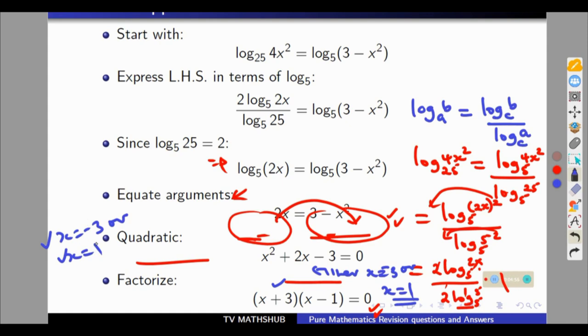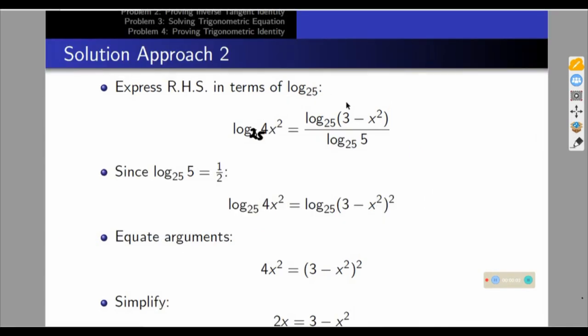Before we come up with the final value of x, let us first look at solution approach number 2, and then we look at how best we can test for the values of x, whether they satisfy the given expression. So let us look at solution approach number 2.